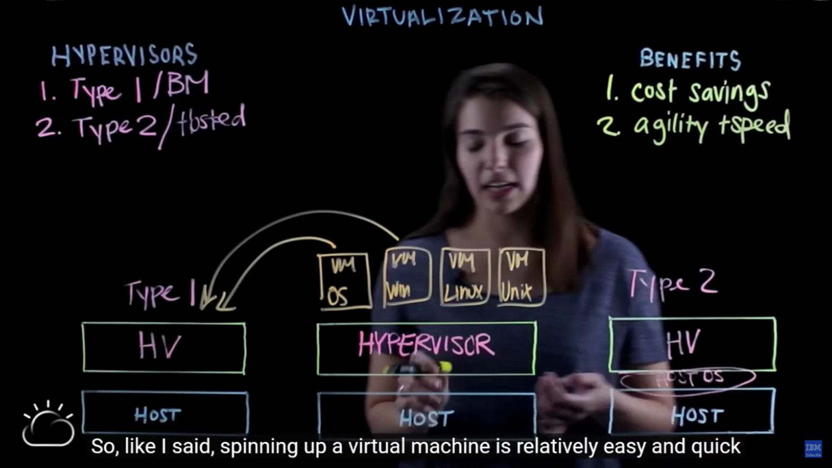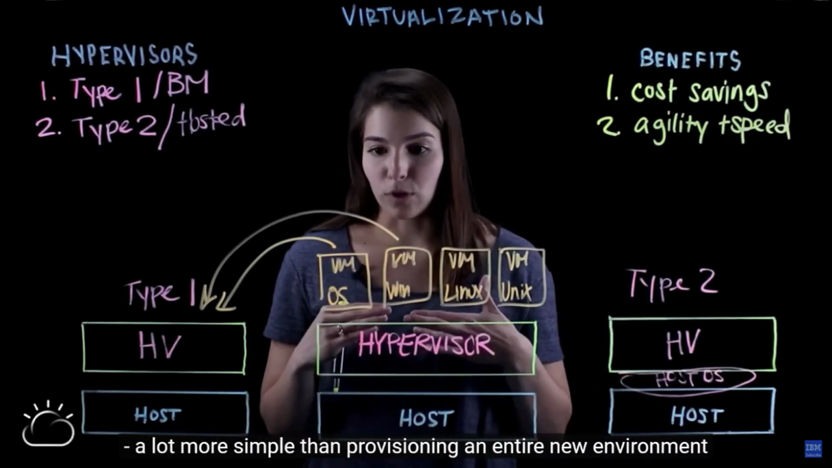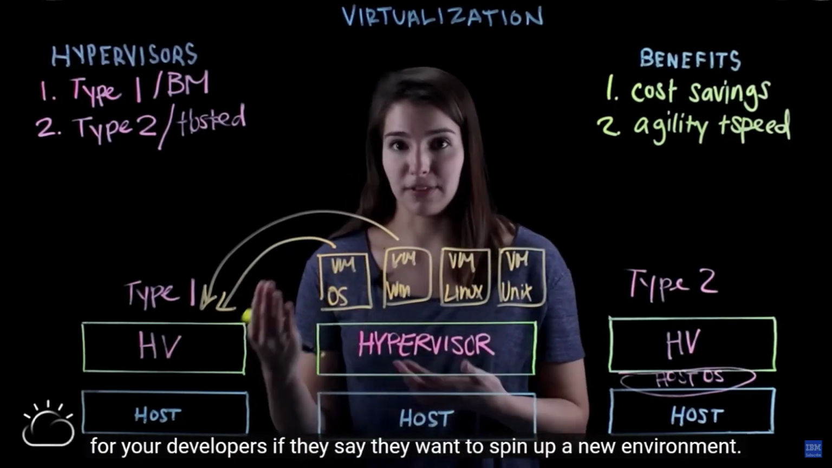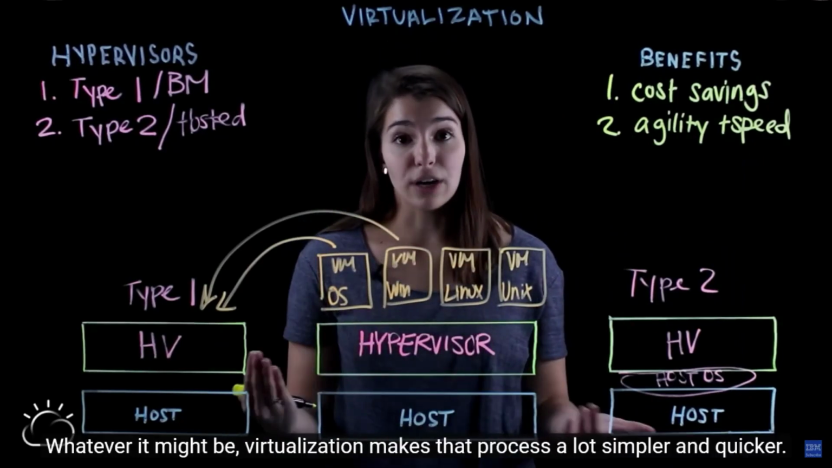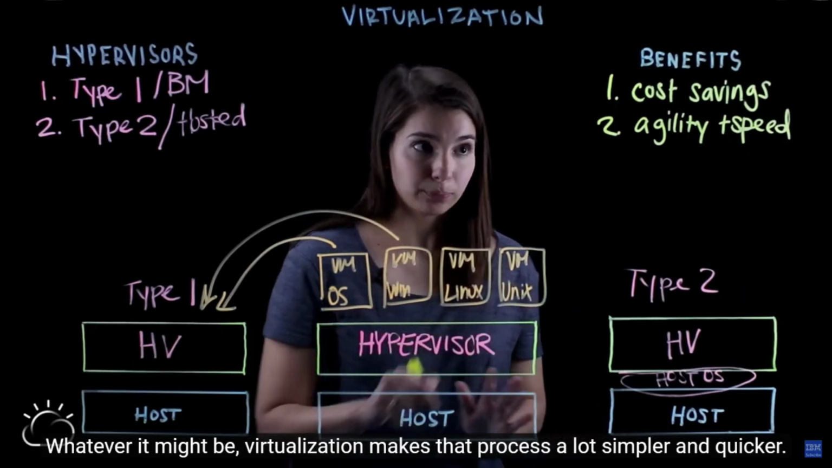Number 2 would be agility and speed. So like I said, spinning up a virtual machine is relatively easy and quick. A lot more simple than provisioning an entire new environment for your developers if they say they want to spin up a new environment so that they can run a dev test scenario, whatever it might be. Virtualization makes that process a lot simpler and quicker.